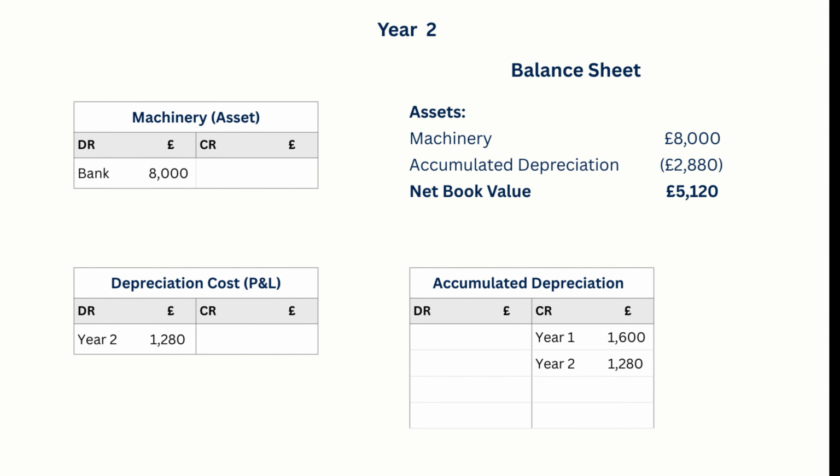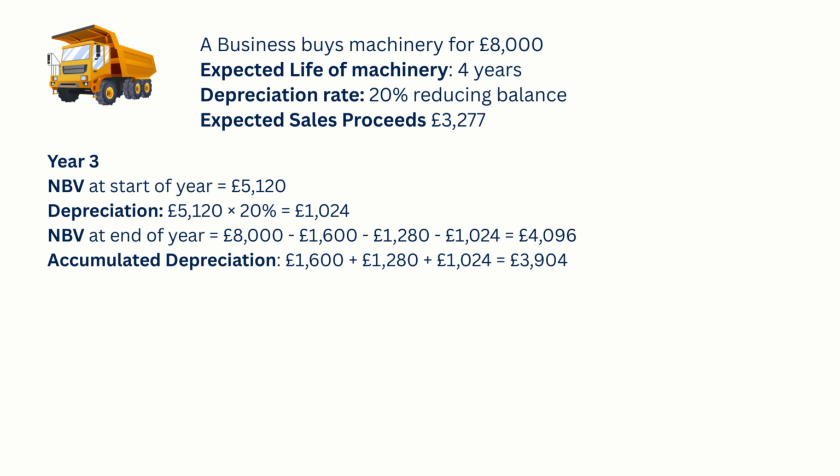So accumulated depreciation is now £1,600 from year 1, plus £1,280 from year 2, total £2,880. On the balance sheet, machinery still shows at £8,000. Accumulated depreciation is £2,880. Net book value is now £5,120. Year 3 calculation. The process now repeats exactly the same way.